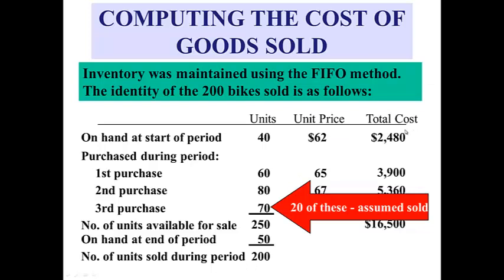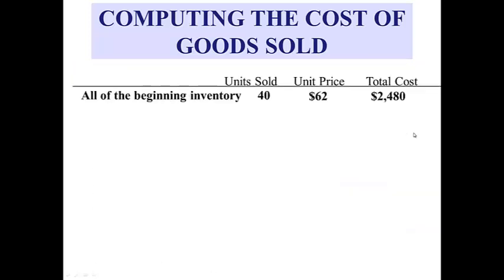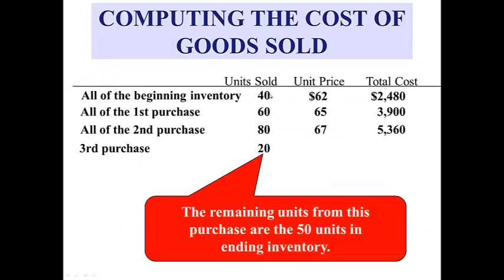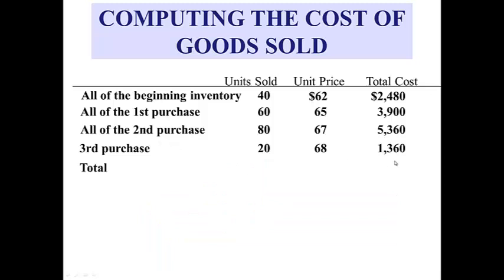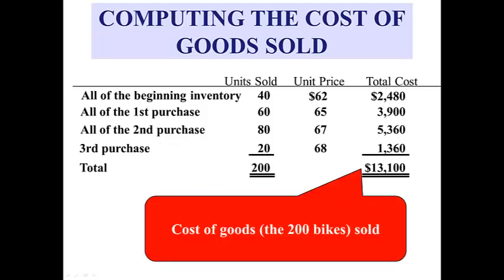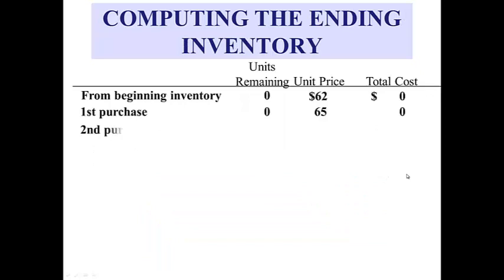So let's cost these out. For cost of goods sold, remember 40 units were from beginning inventory, 60 from the first purchase, 80 from the second, and 20 from the third. Okay, when we add all these totals up, we come up with a cost of goods sold of $13,100.